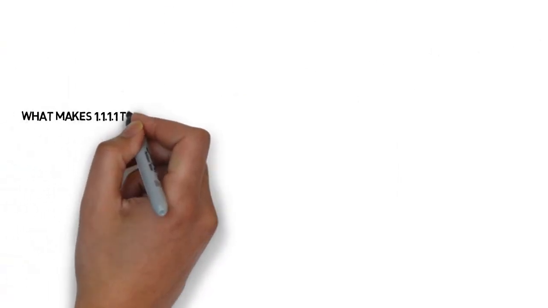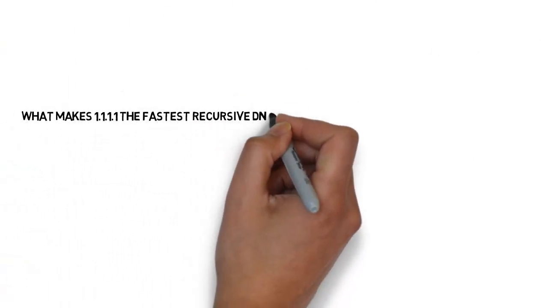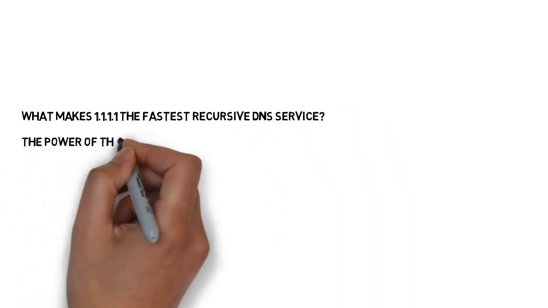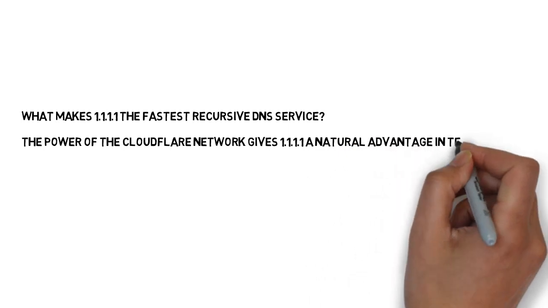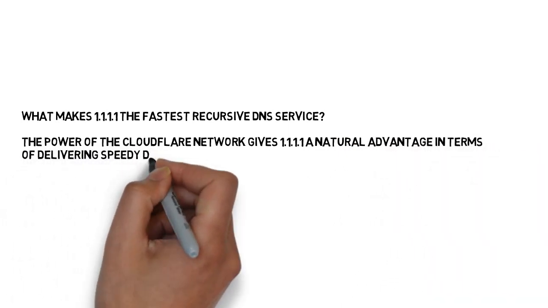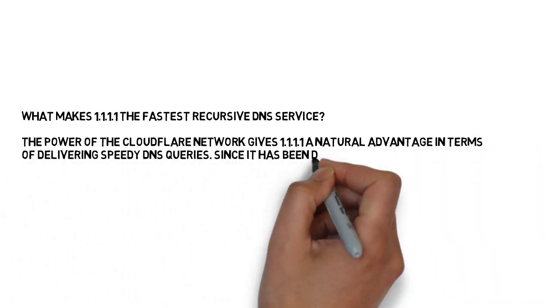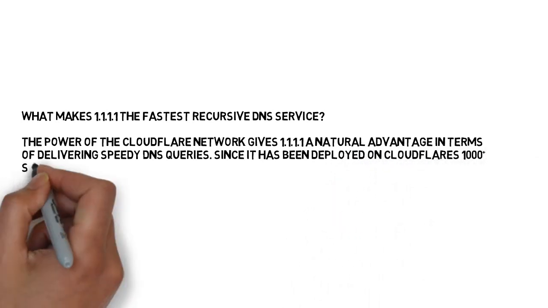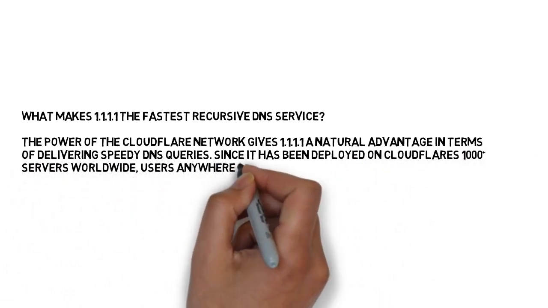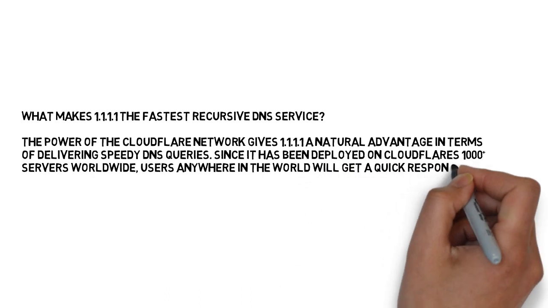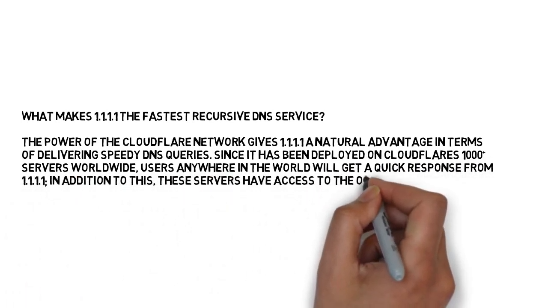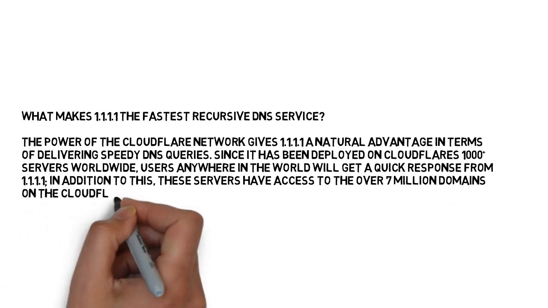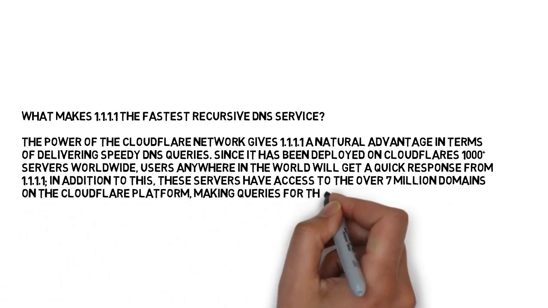The power of the Cloudflare network gives 1.1.1.1 a natural advantage in terms of delivering speedy DNS queries. Since it has been deployed on Cloudflare's 1,000 plus servers worldwide, users anywhere in the world will get a quick response from 1.1.1.1. In addition to this, these servers have access to over 7 million domains on the Cloudflare platform, making queries for those domains lightning fast.